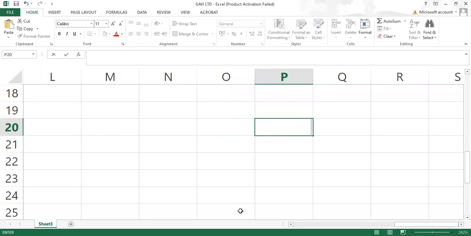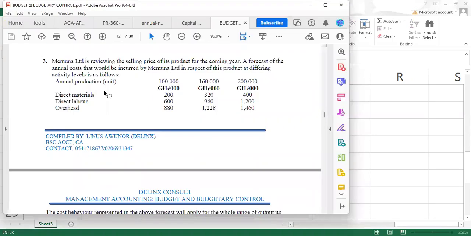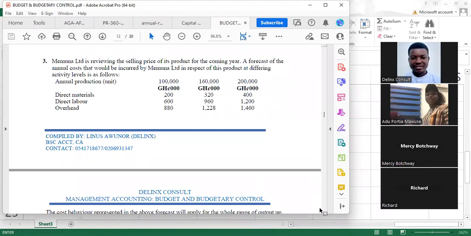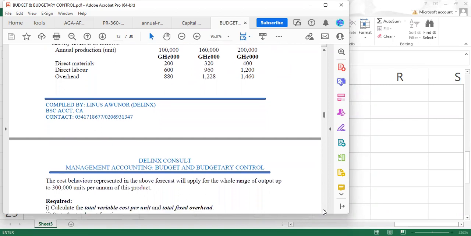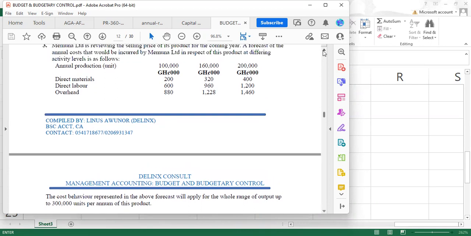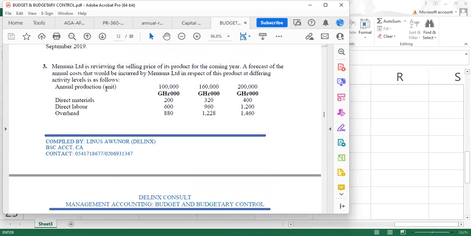Okay. You are done, right? Yes, please. Okay. So this one, you can see they are giving you direct material cost for each level, isn't it? They are giving you the cost behavior represented in the above forecast will apply for the whole range of output up to 300,000 units per annum of these products. So the issue right now is the direct material cost has been given at different unit levels. This is not for flexible budgets. This is for high-low. I want us to test the idea of high-low.